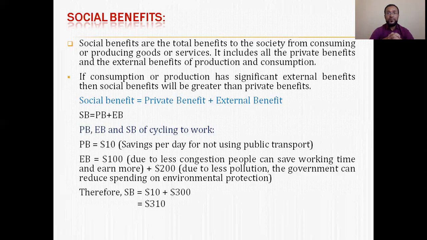$100 people can save from this less congestion, and at the same time the government also can save $200 since there is less pollution. So the government can reduce the expenditure on pollution. So here, the total benefit of this cycling to work is private benefit $10 and external benefit $300. Together, social benefit is $310. All right.